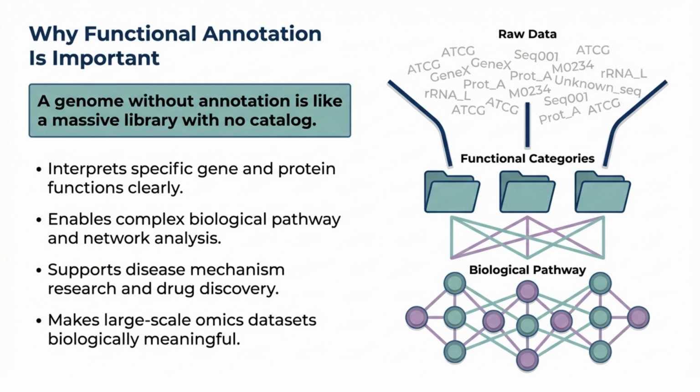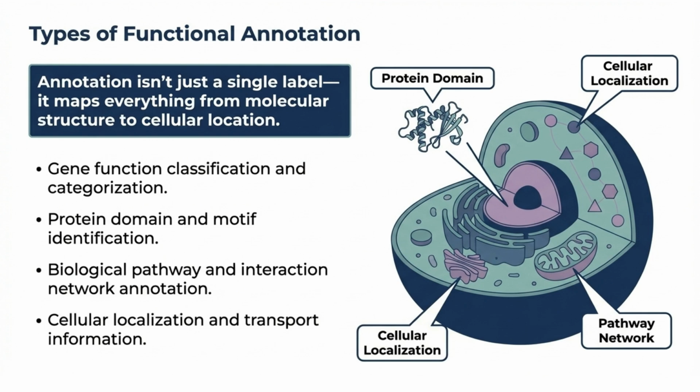To do that well, we need to annotate several different layers of information. Functional annotation is not just one label added to a gene. It is multi-layered. We may want to know the function of a protein, the domain it contains, the cellular location where it acts, and the interaction partners it works with. In other words, we are not just asking what the molecule is. We are also asking how it works, where it works, and with whom it works.